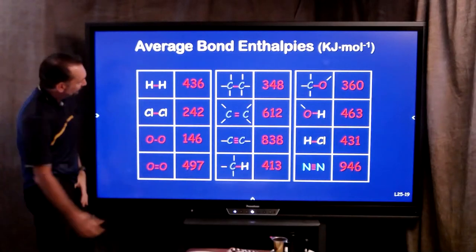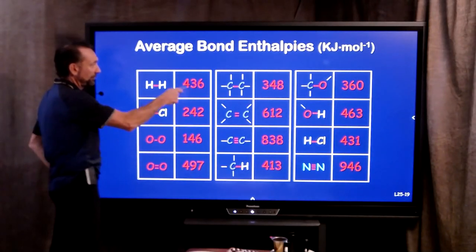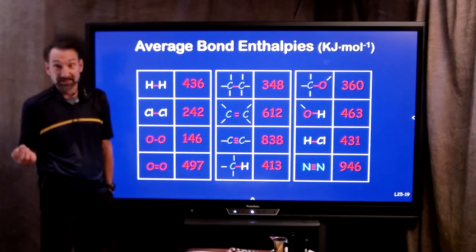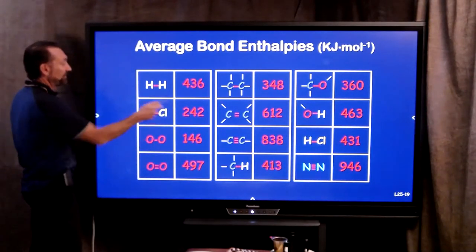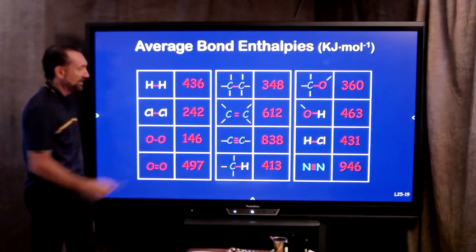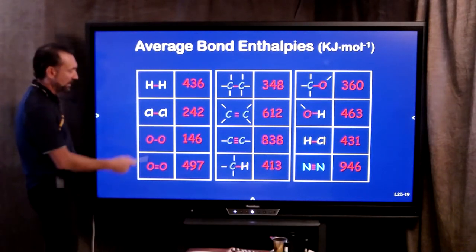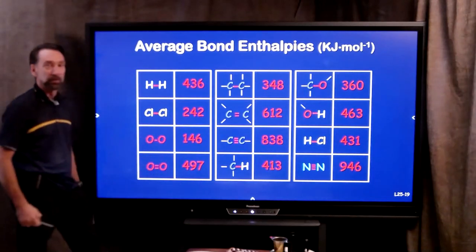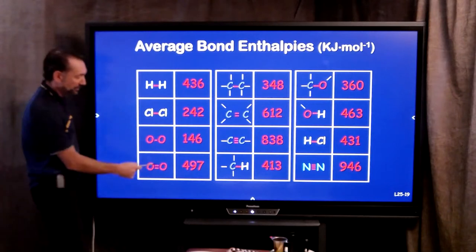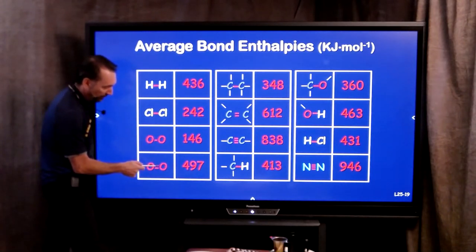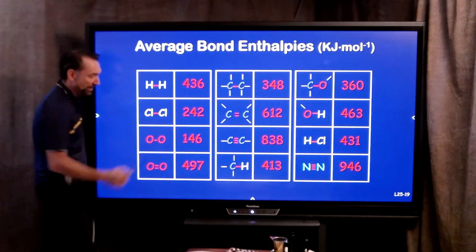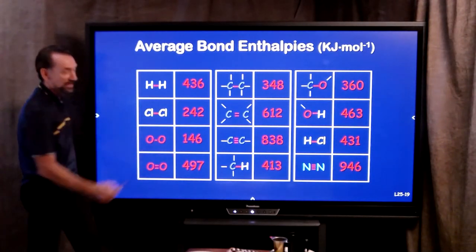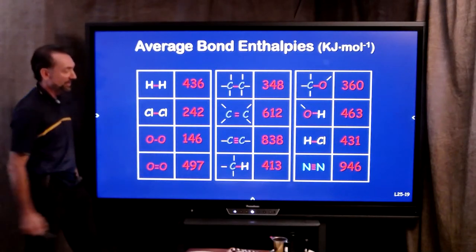And you'll notice some things. 436, that's the energy of breaking a hydrogen bond. And that's exact. Cl-Cl, chlorine-chlorine bond, that's the energy of breaking a chlorine bond. O-O single bond, O=O double bond. Now, notice the O=O double bond is more than twice the bond enthalpy of the single bond.